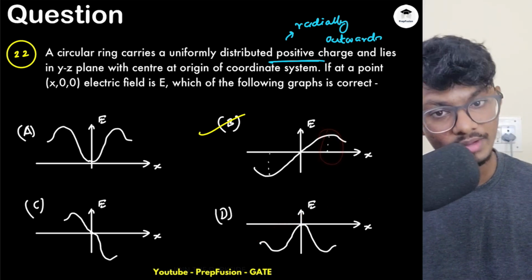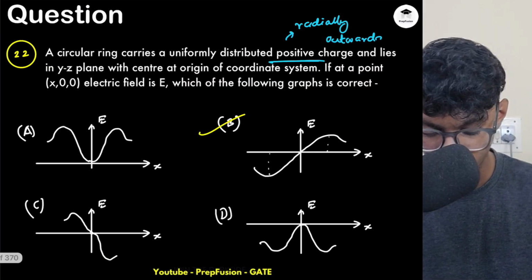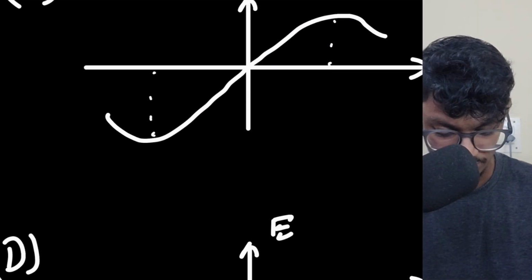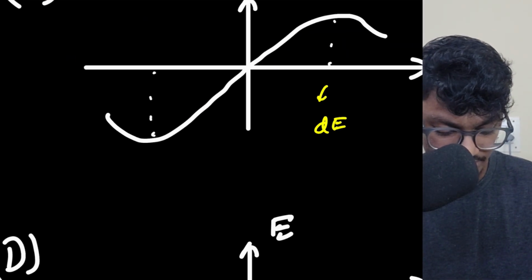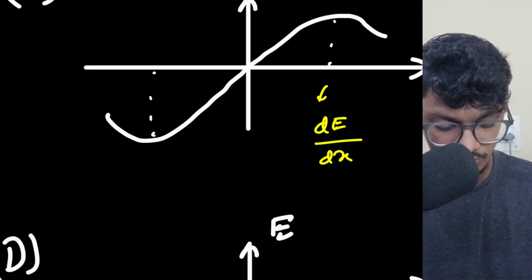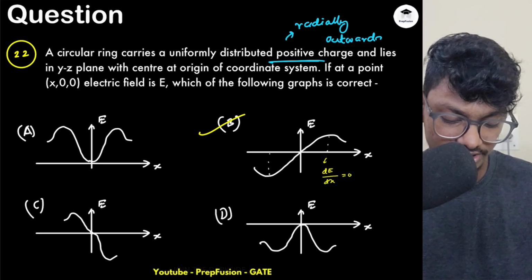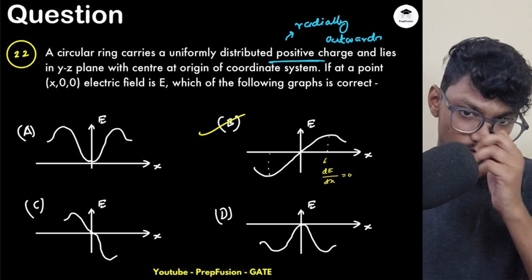And at what point will it be maximum? I have already mentioned that it will be R by root 2. The homework for you is to find this point by yourself. What you do is differentiate the electric field with respect to x, whatever I have derived, then put it equal to 0, and from there you will find the value of x. Okay, so that's how you find it out.